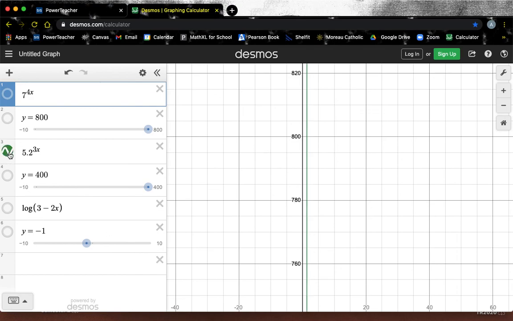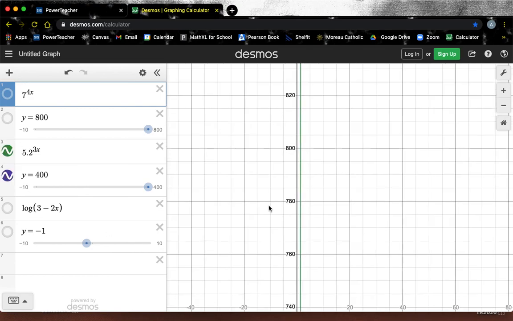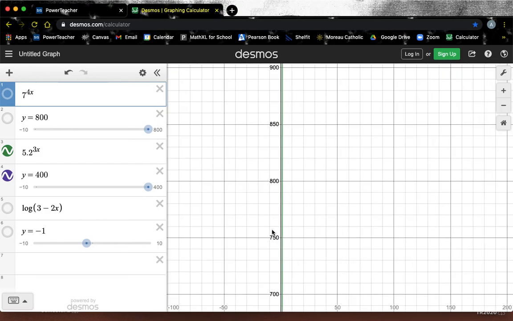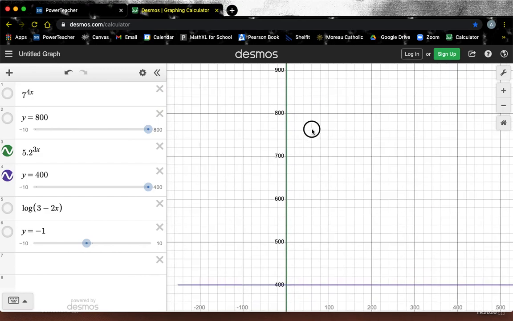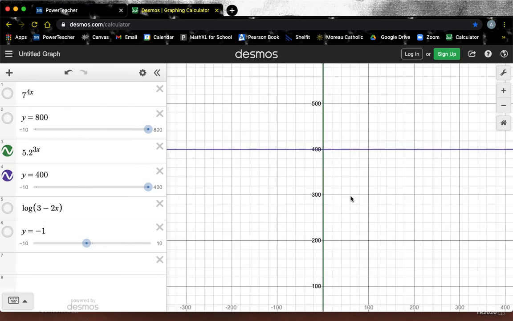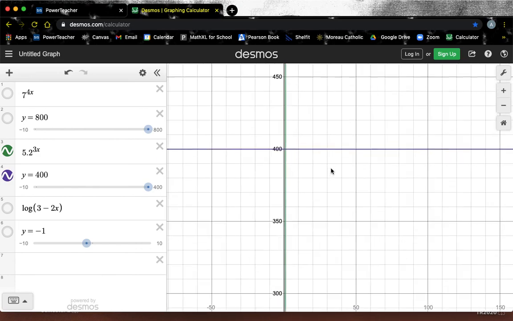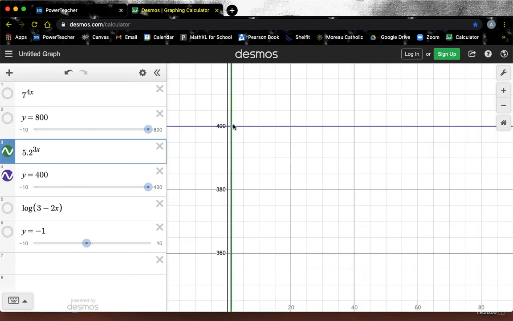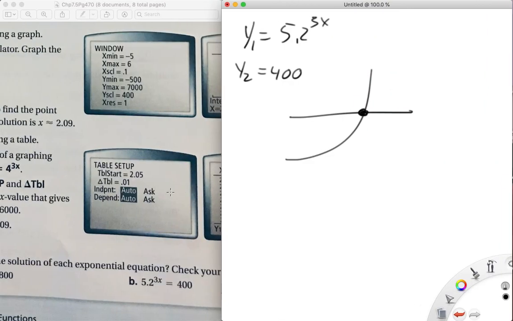All right, so here we go. So this is 400, so let's make that smaller. Here's that intersection, and it's going to be at 1.211. Okay. So that's one way of doing solutions with graphing. Of course, graphing will take forever. It would be better just to use logarithms.